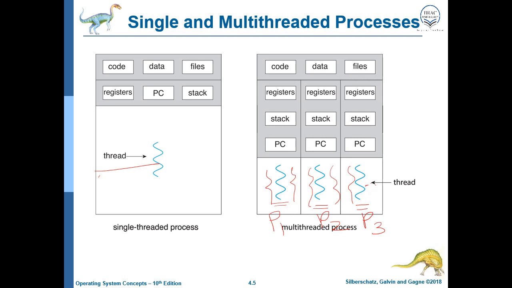But when we have another process like this, then we need to have registers, program counter, and stack. So when you create a new process, we need these resources. But when you create a new thread, existing resources occupied by the process can be used, or are used. So these are the differences between a single threaded and multi-threaded process. So let's see what we have in the next slide.